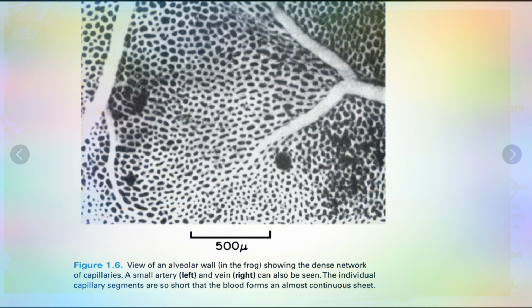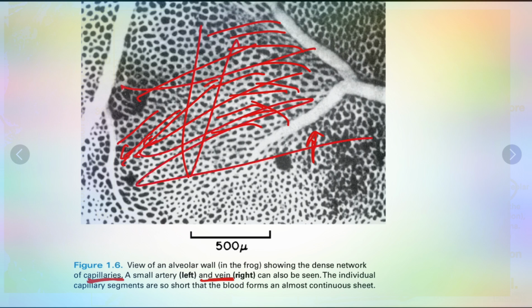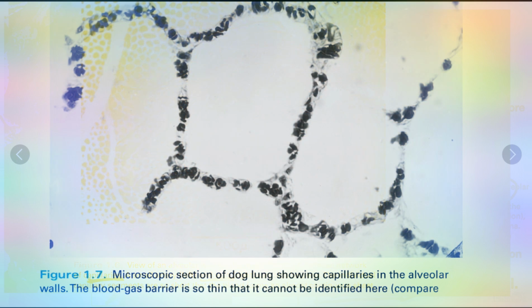Here we can see a view showing how capillaries are arranged in our lungs. View of alveolar wall showing the dense network of capillaries, a small artery and a small vein. So they are telling us this is the small artery, this is the small vein. The individual capillary segments are so short that the blood forms an almost continuous sheet. Capillaries make very small units and finally open into veins, but this network makes an almost continuous, very thin sheet.